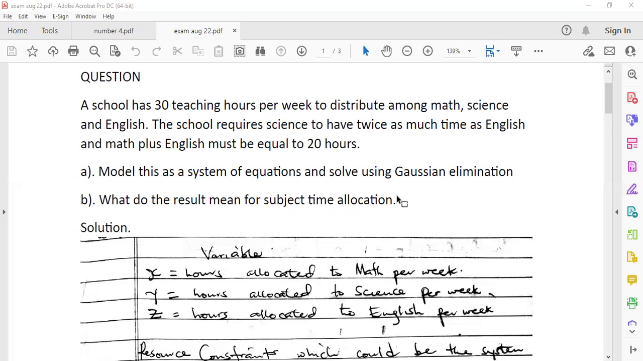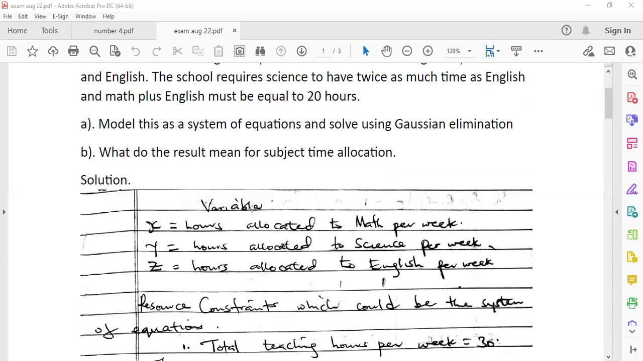The question says that a school has 30 teaching hours per week to distribute among math, science, and English. The school requires science to have twice as much time as English, and math plus English must be equal to 20 hours. Part A, model this as a system of equations and solve it using Gaussian elimination, or what we call the row reduction method. Part B says, what do the results mean for the subject time allocation? Yes, the solution is as follows.